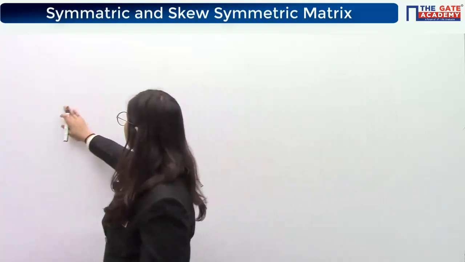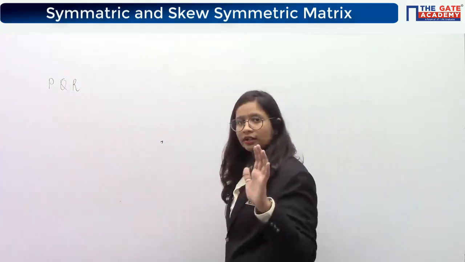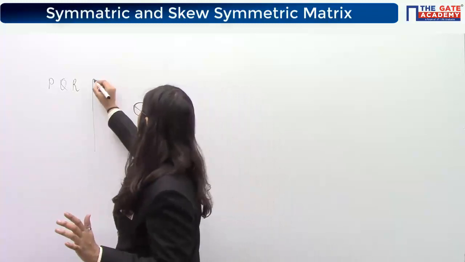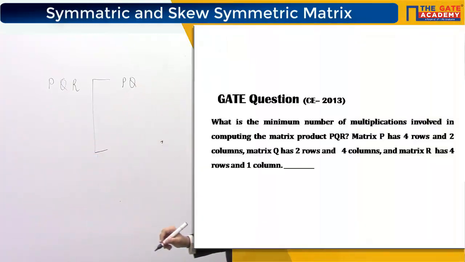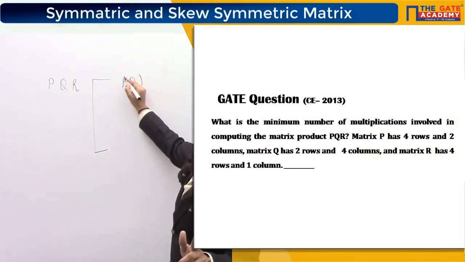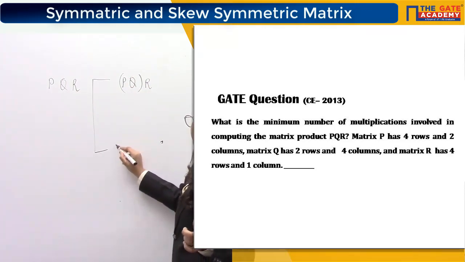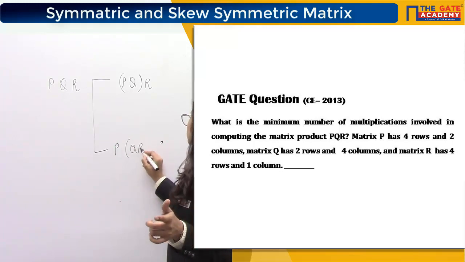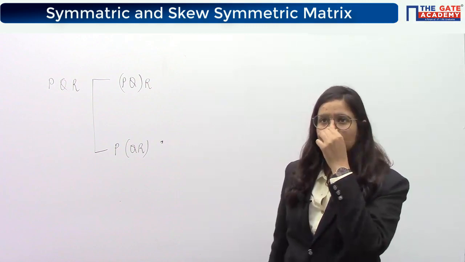So you need to find out the product PQR. Now actually most of you must not have calculated it, but this multiplication can be done in two ways. First you multiply P with Q and then you multiply this with R. The other way is that you multiply first Q and R and then you pre-multiply P. Understood? So there are two ways.